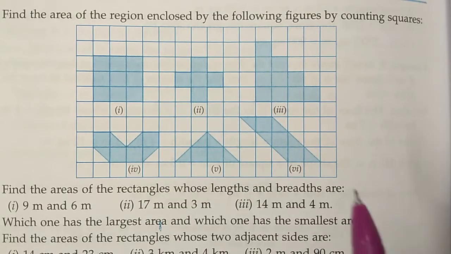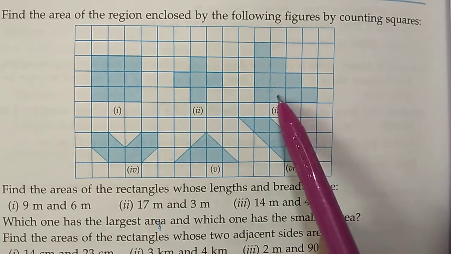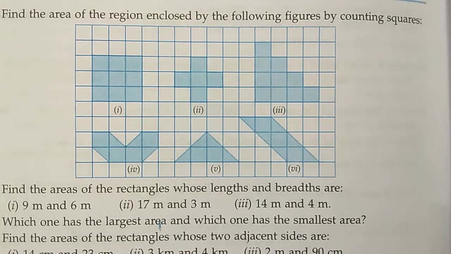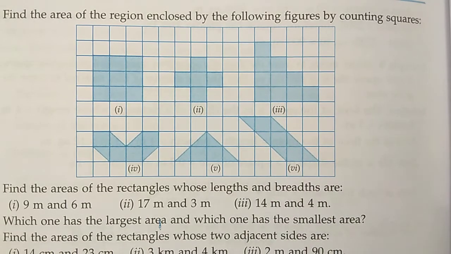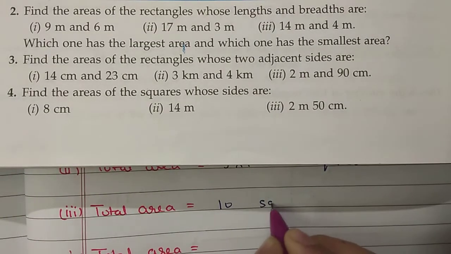Next, in the third part, 1, 2, 3, 4, 5, 6, 7, 8, 9, 10. So total we have here 10 squares. So area will be 10 square unit.